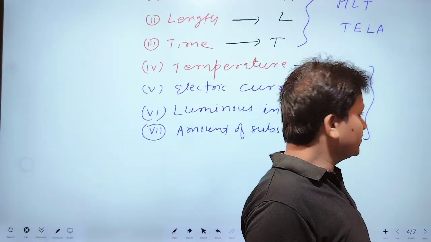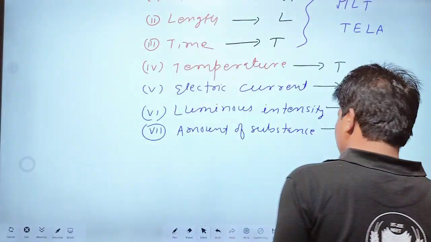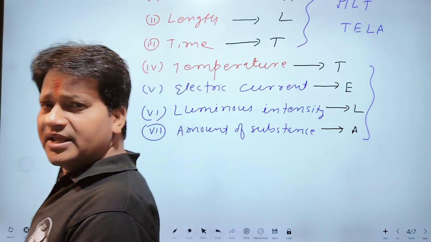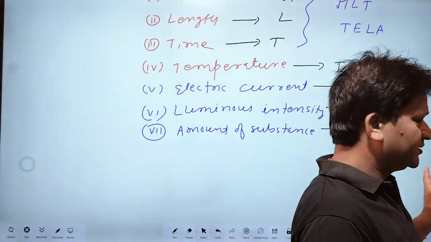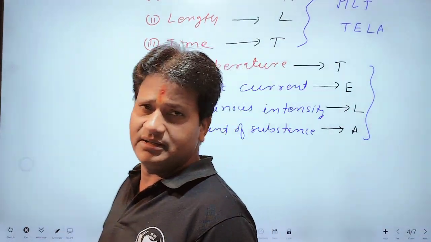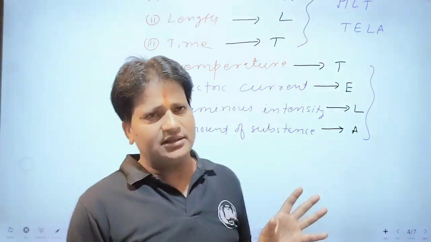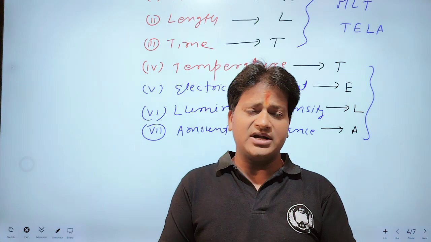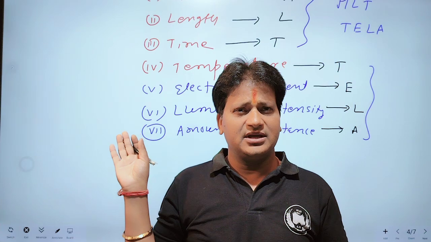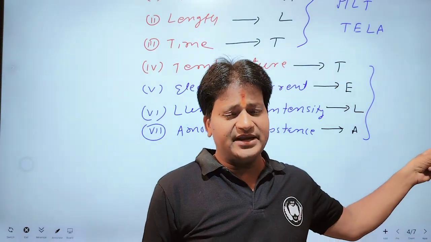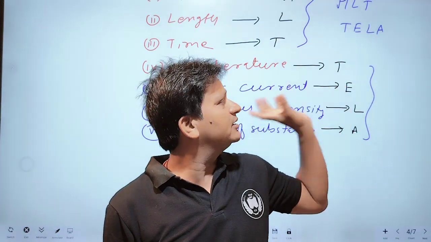You will remember these fundamental quantities. The total number of fundamental quantities is 7. The remaining physical quantities, except plane angle and solid angle, will be derived quantities. Physical quantities other than these 7 and plane angle and solid angle will be derived quantities.